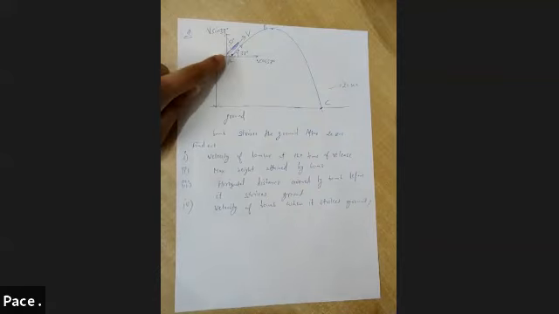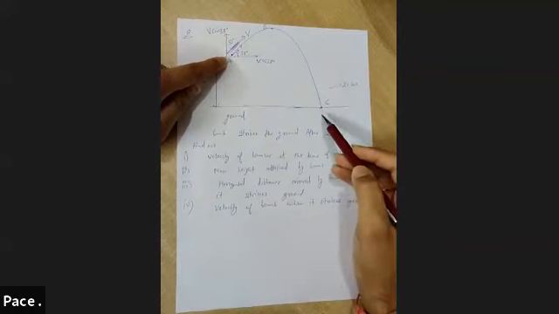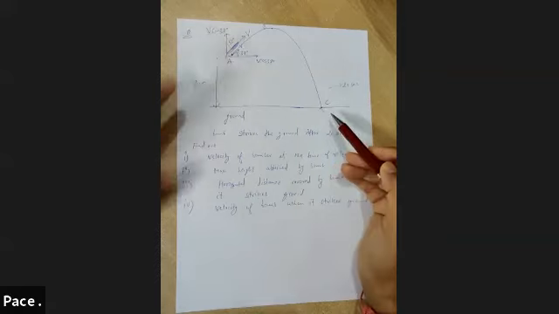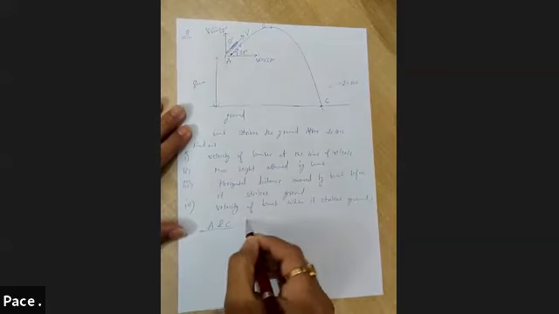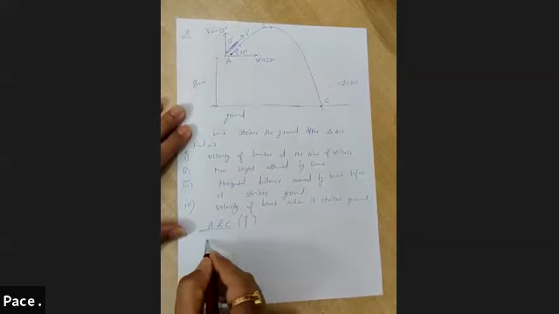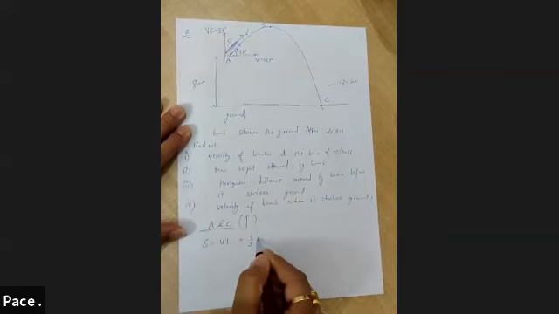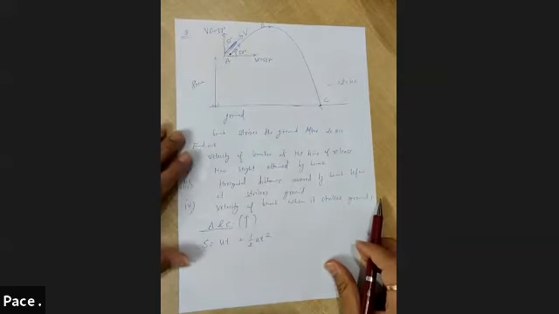So I know vertical velocity at point A. I know vertical displacement between points A and C. And I know time taken by the particle from A to C. So I can clearly see that we can use, between points A and C in vertical direction, this equation: s = ut + (1/2)at², between initial and final points.